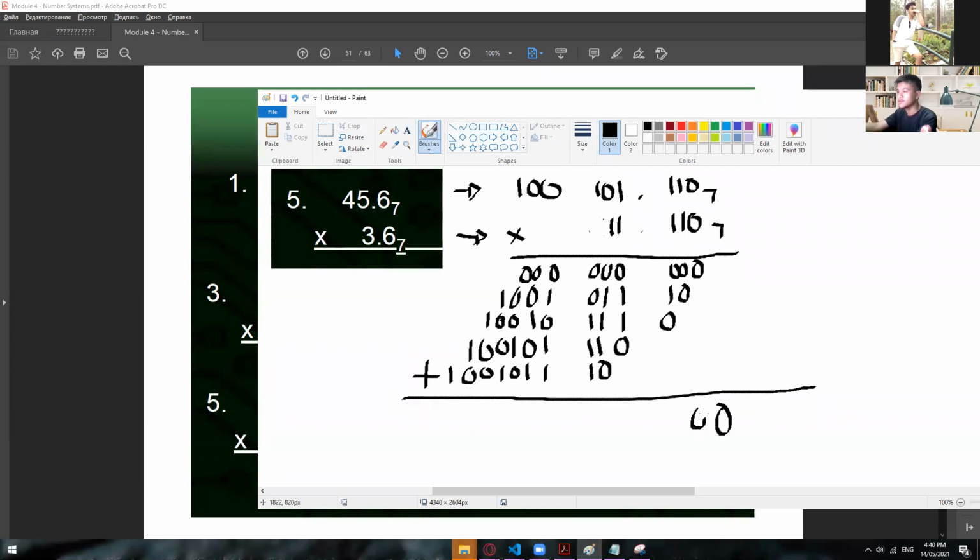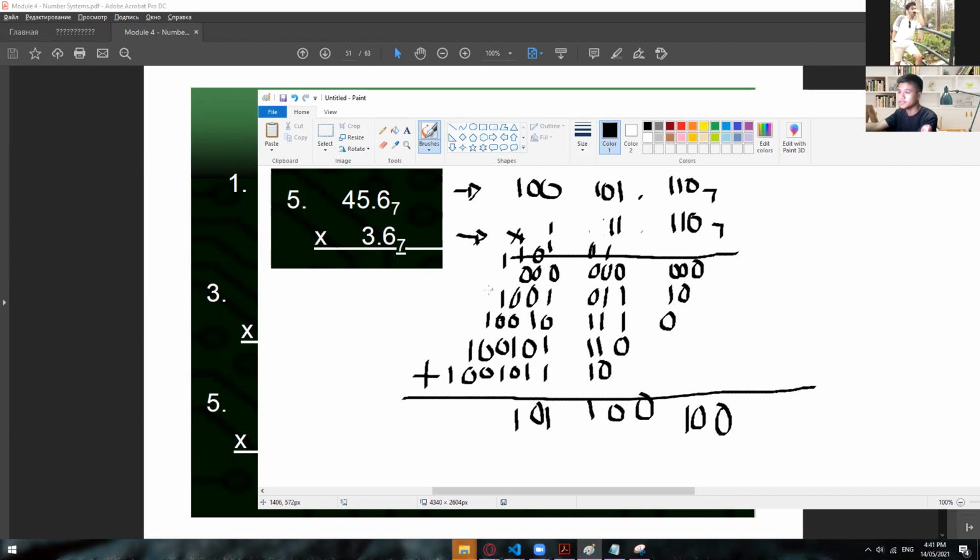So 0, 0, 1, 10. So we have 4 1, so it's 100. 0, so 0 plus 3 1 is 11. Carry 1, bring down 1. 1, 2, 3, 4, 5. So it's 5 1, it's 101. Carry 1, carry 0, bring down 1. So 0 plus 1 plus 1 is 10. Carry 1, bring down 0. 1 plus 1 plus 1 is 11. Carry 1, bring down 1.